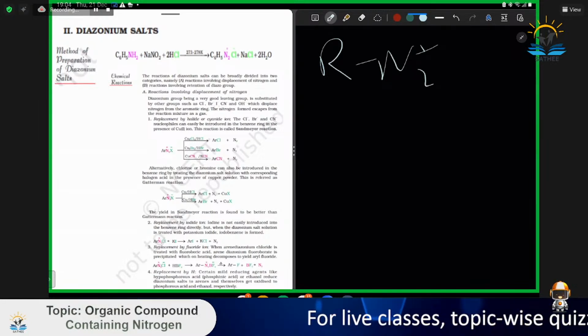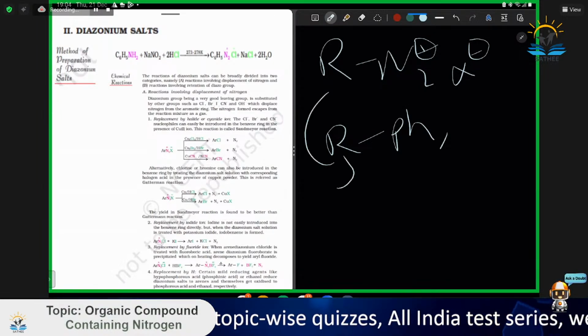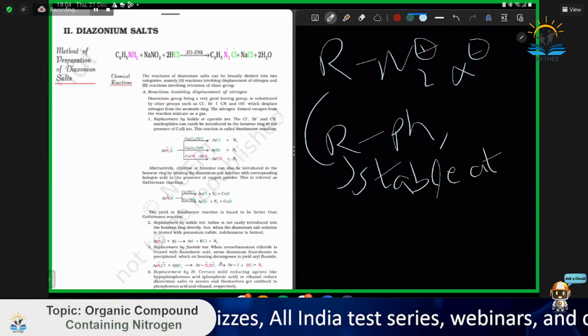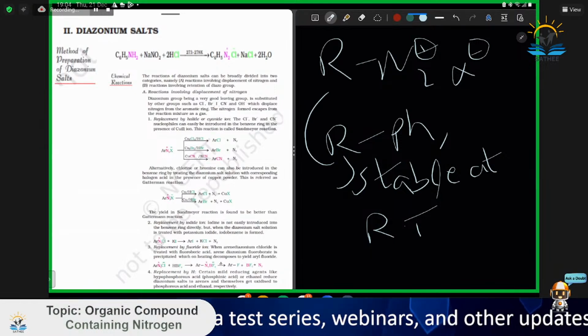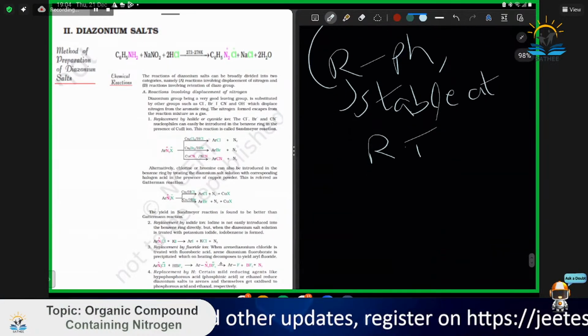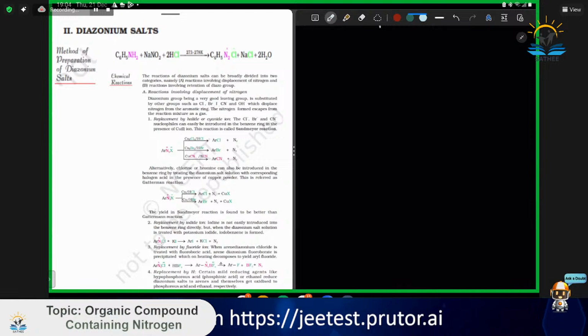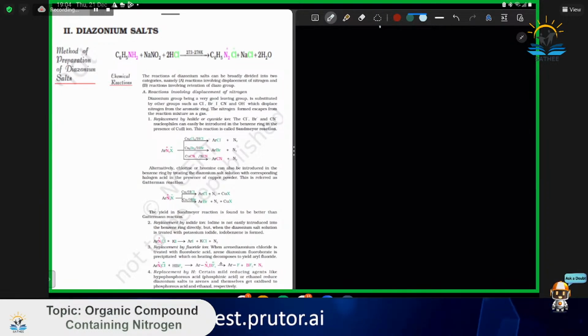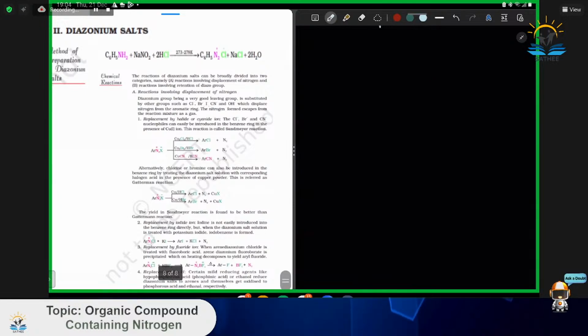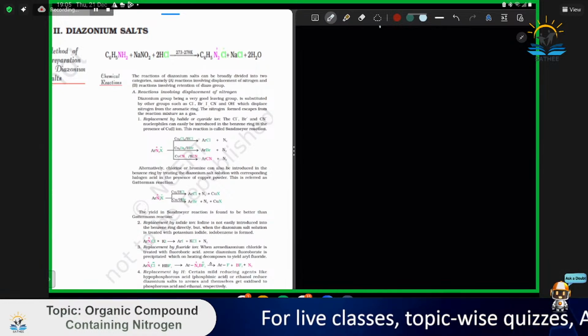RN2+X-. If R is some phenyl, that is, aromatic, then this is stable at room temperature. Otherwise it's not stable, it breaks down. So benzene diazonium salts are an important storage media. From the benzene diazonium salt, with a small reaction you can easily obtain a lot of compounds as shown below. Here you have this aryl NH2; if you react the benzene diazonium salt with Cu2Cl2 in presence of HCl, you will have aryl chloride.